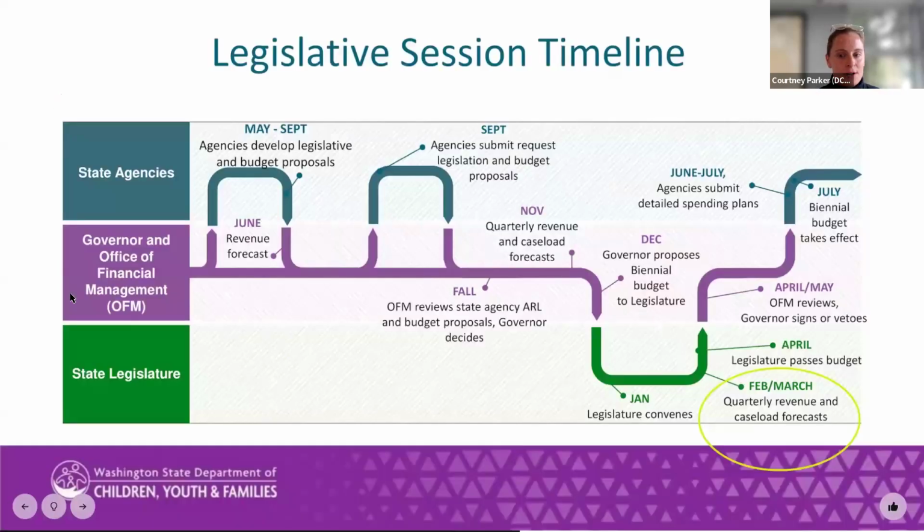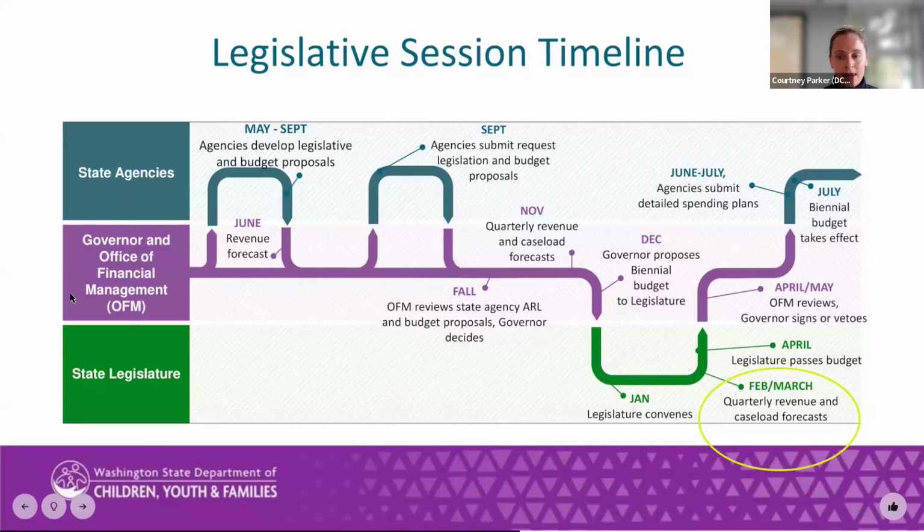This is a slide that I'm sure many folks are familiar with at this point, but it's a great high-level timeline that's helpful for understanding the process and the intersection of various roles. You can see that the circle has now moved to around February and March, where we are well into session. Back in December, former Governor Inslee proposed his budget to the legislature. Legislators are deep in their contemplative work to pass a budget, which will then go to Governor Ferguson for signature and go into effect in July.